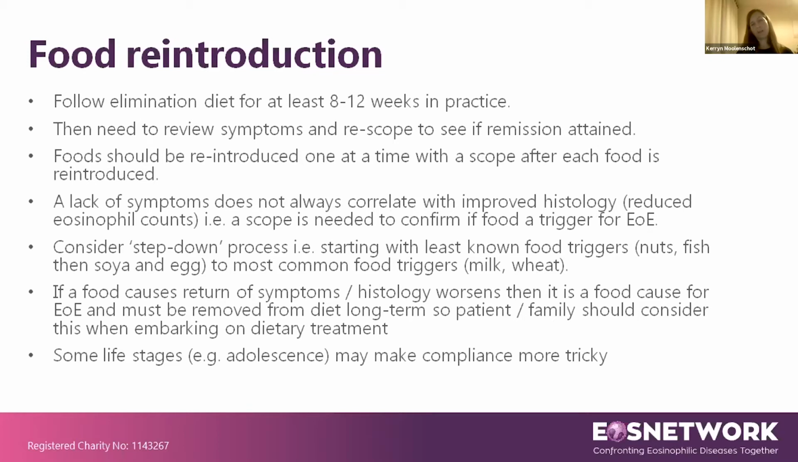So a patient may feel fine eating bread and pasta again in their diet, but when you take the scope, you may find that the eosinophil counts are actually climbing when they've reintroduced wheat, for example. Some centres may consider the step-down approach, which is moving the opposite way of the step-up approach. So it's starting with the least known food triggers, the ones that in the literature have the lowest percentage of patients that have it as a food trigger. So that's your nuts and fish, then moving down to soya and egg, and then finally reintroducing milk and wheat into the diet.